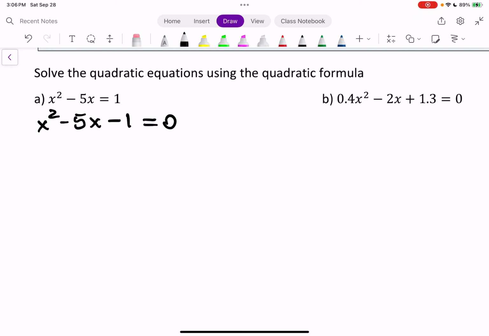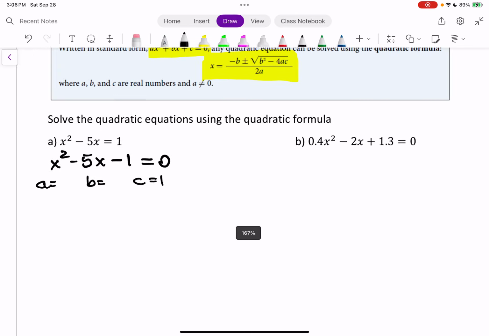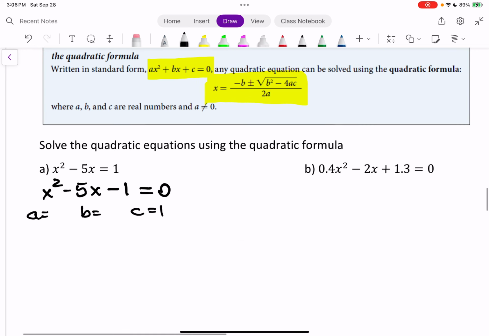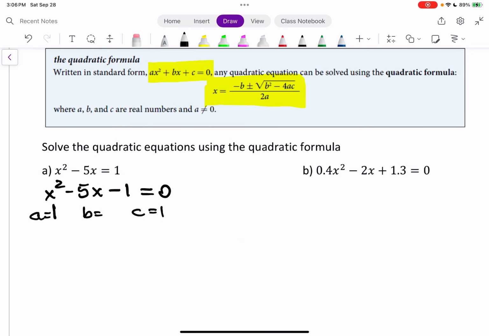Okay, and then we need to identify who A, B, and C are, so we can put them in this quadratic formula. Now, A is the coefficient of x squared. That's a 1. B is the coefficient of x. That's a -5. C is the constant term, right? And that's a -1. So that's why it's important that you move all terms to one side. C is not equal to 1 because it's not on the same side. They all have to be on the same side for me to identify what they are.